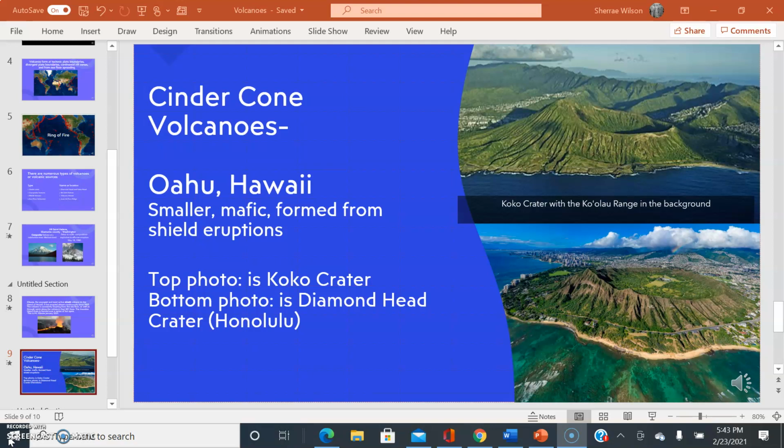These cinder cone volcanoes are located on Oahu in Hawaii. On the top you have Koko Crater, and on the bottom you have the most famous, Diamond Head crater.